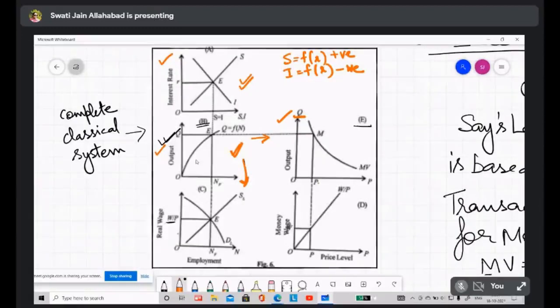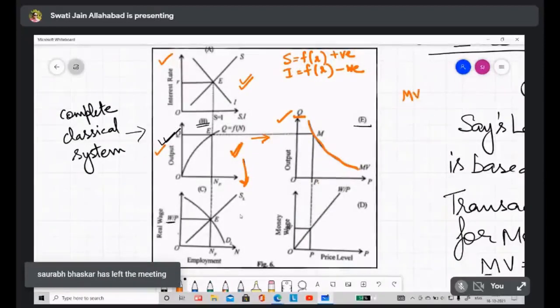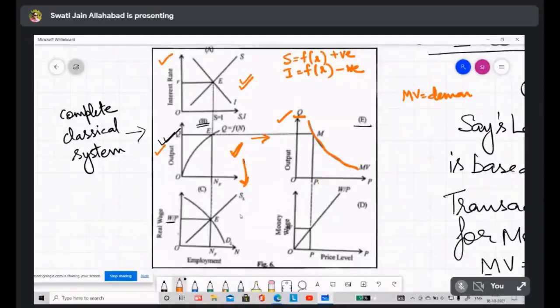Okay, so in other words, you can say that demand for money does not have an active role in the classical system. It is only for the classical system you are assuming that this MV is given. MV indicates the demand for money. Please remember, supply is already given. Now this MV is demand for money. So demand for money depends on the output level.